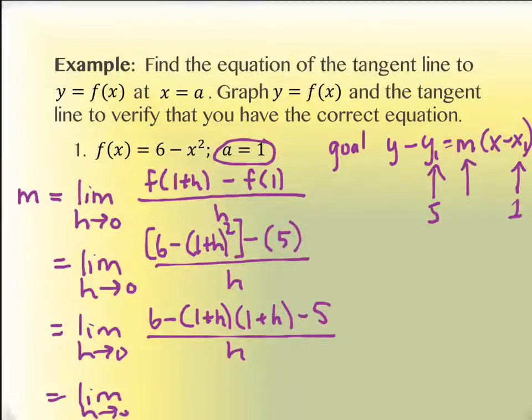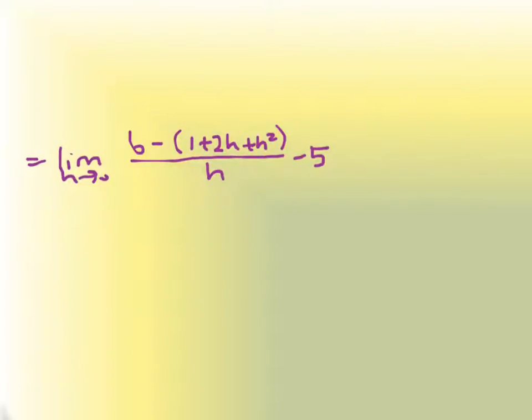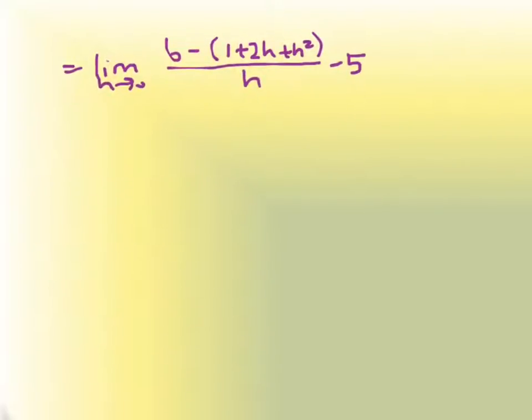All right, so we're going to FOIL that out. So what is 1 plus h times 1 plus h? I'll distribute the negative in a minute. Exactly. So this is 1 plus 2h plus h squared.